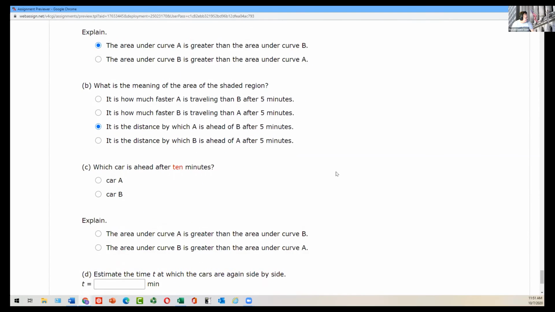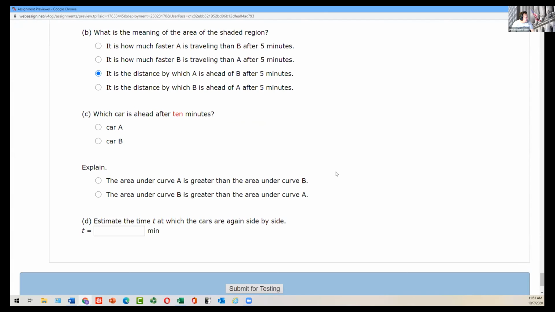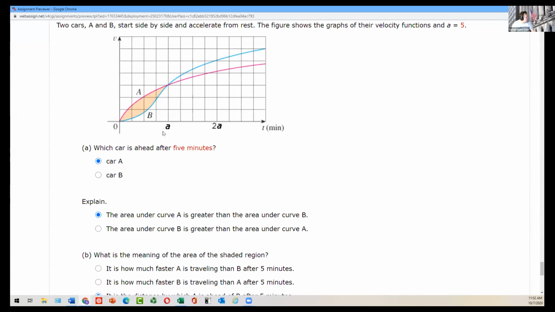Now, which car is ahead after 10 minutes? That's going to be a challenge. I do not know what this A2A is. In fact, ignore it because I don't even know why it's there. Oh, they can change the value of A for each student.